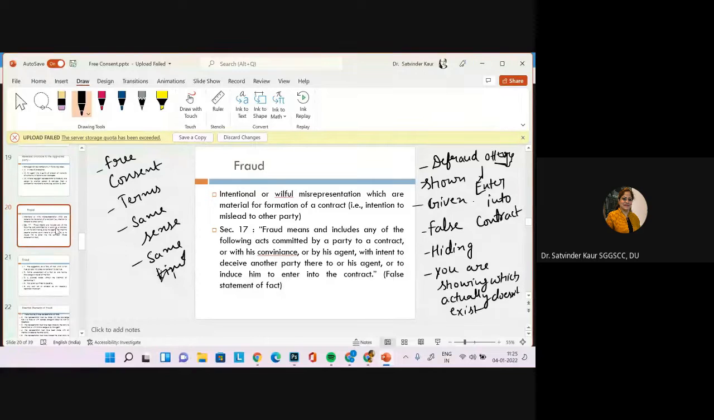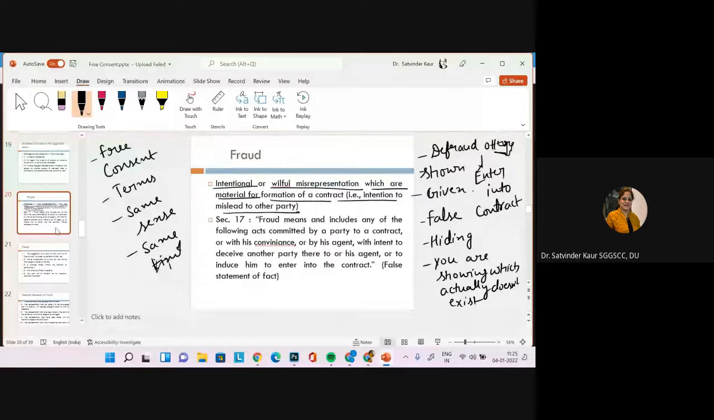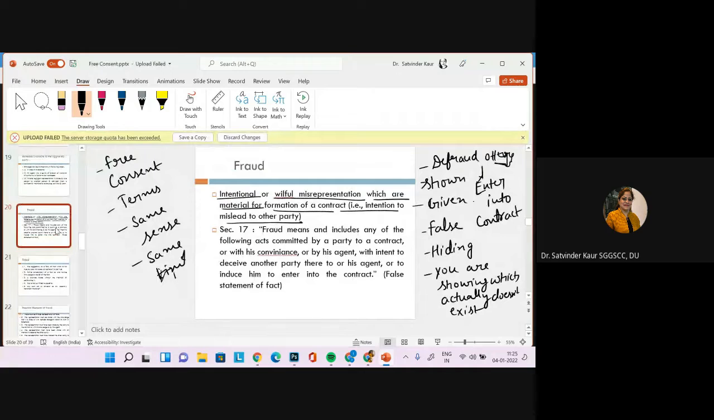right? So, fraud says that it is intentional or willful misrepresentation, material to the formation of the contract, with the intention to mislead the other party. If he had not hidden the material fact, or had not shown you that thing, you would not have entered into the contract. Because the particular thing has been shown and presented, that's why you have taken the decision to enter into the contract.